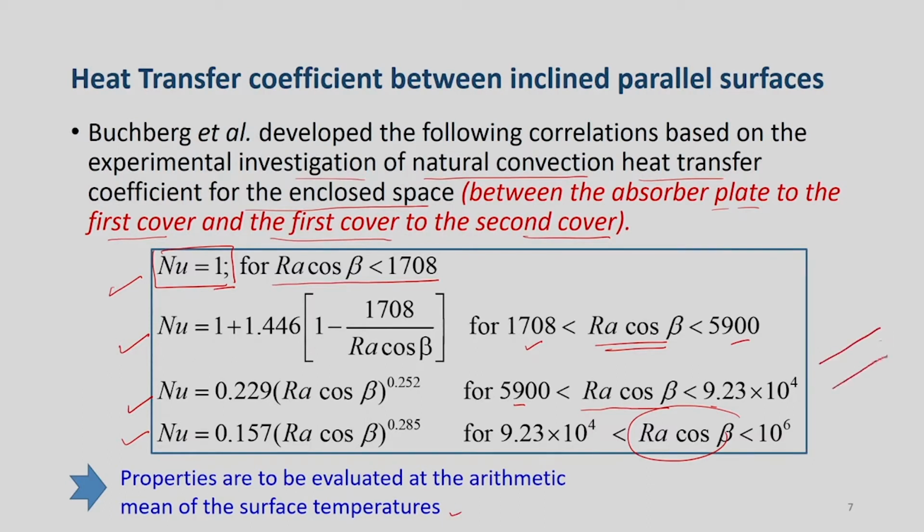So, what does it mean? If there are two plates at, say, Tc1 and Tp, then for the fluid moving inside, the properties have to be calculated at Tc1 plus Tp divided by 2. After that only can we do the calculation, right.